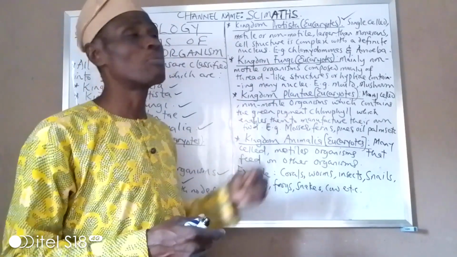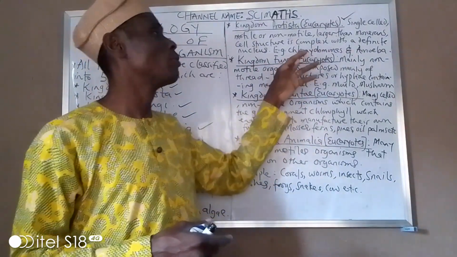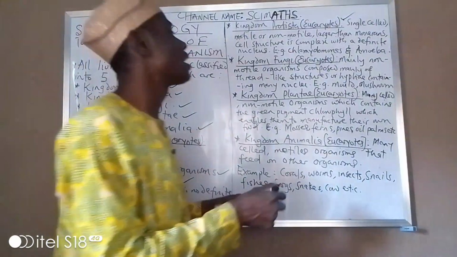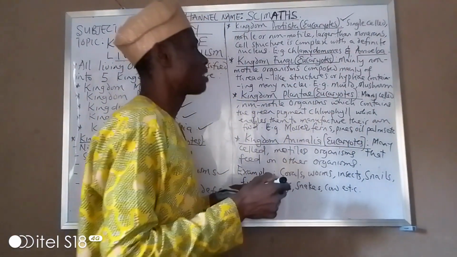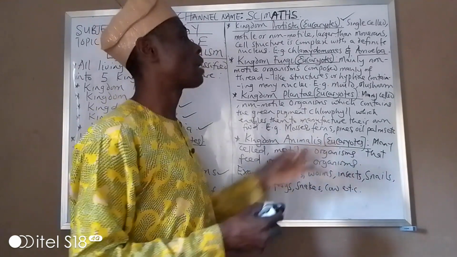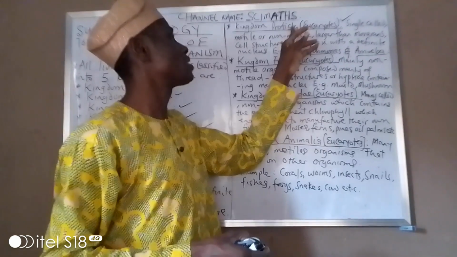What are the examples of Protista? Examples are Chlamydomonas and Amoeba. Chlamydomonas and Amoeba are good examples of Protista. Also Paramecium. Paramecium is also under Protista.